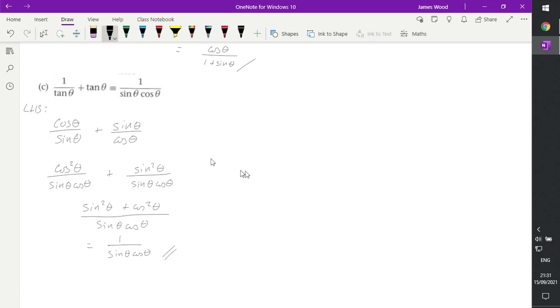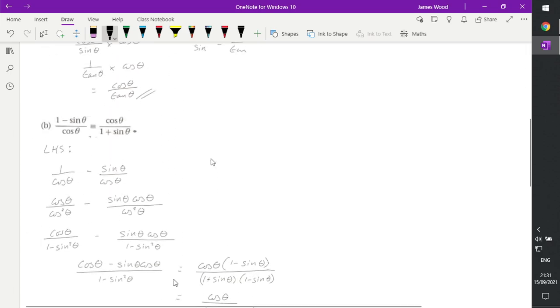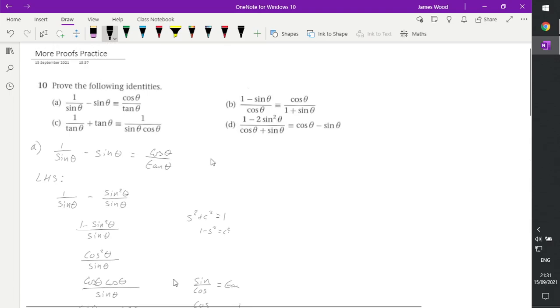Just got to make sure you're fluent with your adding algebraic fractions. So to get a common denominator, we can just times these two together. That means that this one needs to be times by cos, and this one would need to be times by sine on top. So we get to here, and then we can simplify it from there. Let's have a look at the last one then, part D.